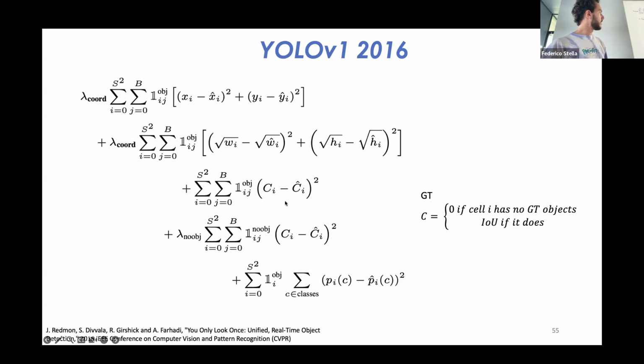So this is the way we supervise this part. So when there is an object... This instead is when there is no object, okay? So when there is no object, we want this to go to 0. The confidence has to go to 0. Again, here the supervision is 0.